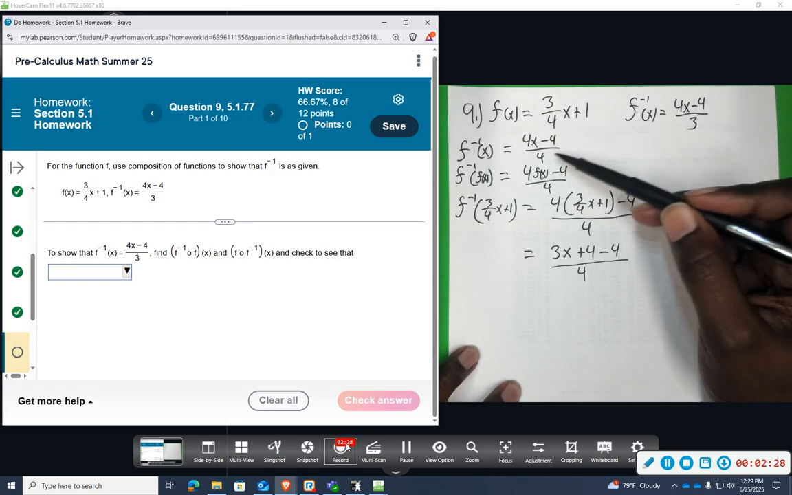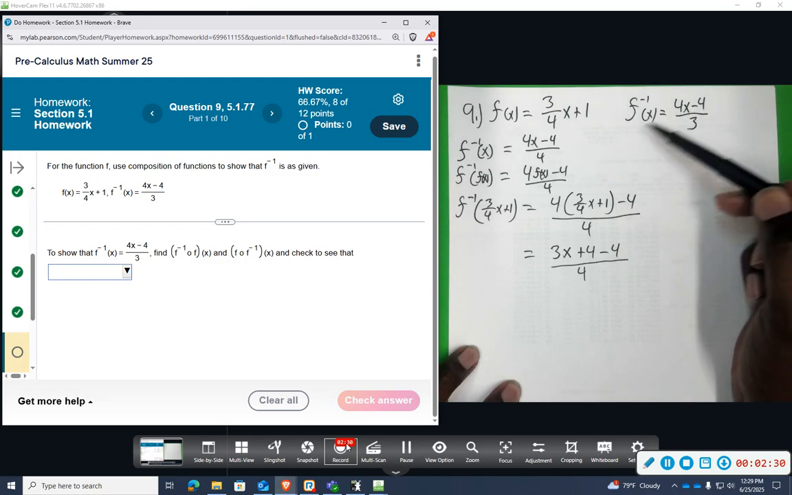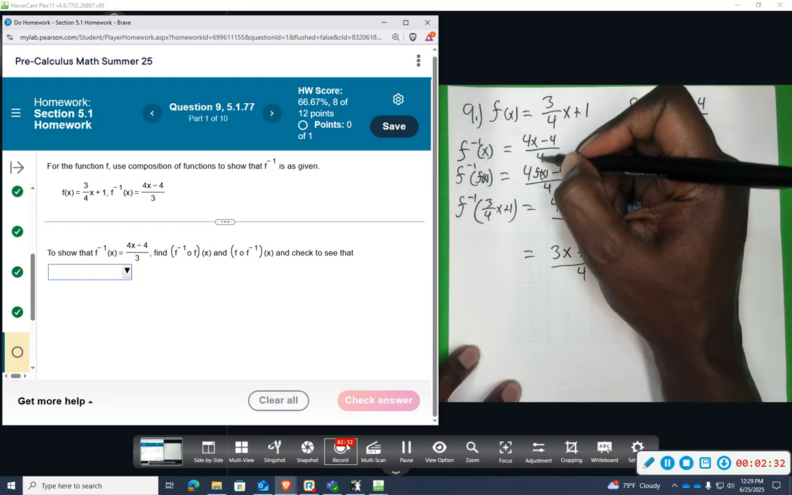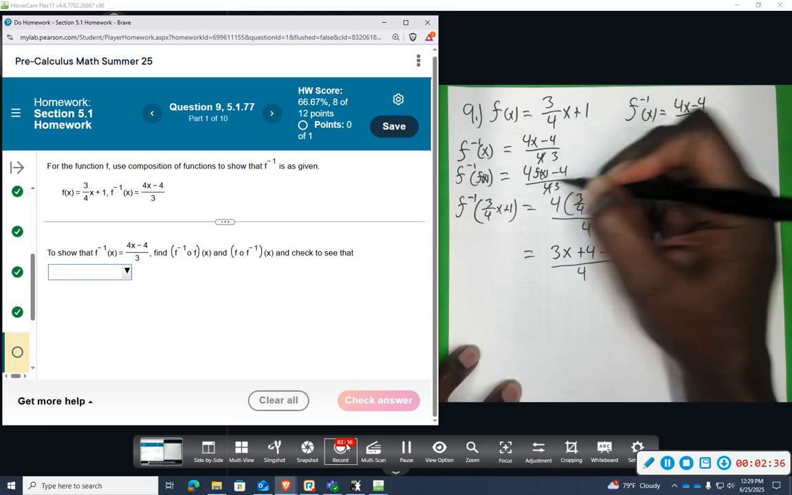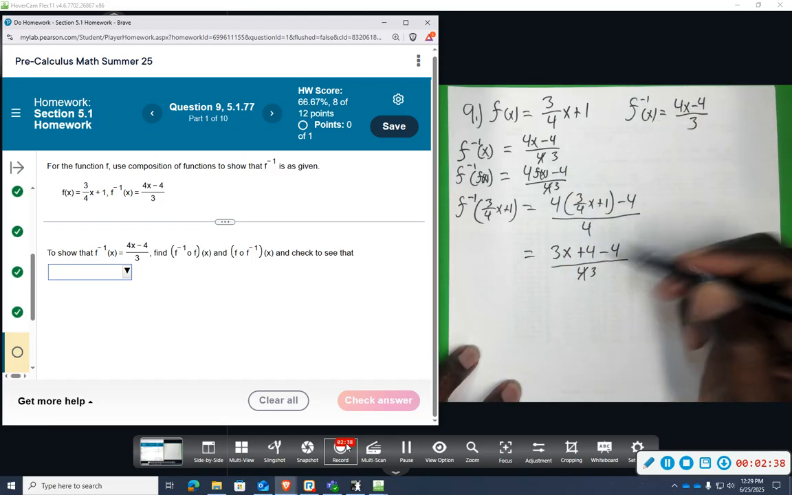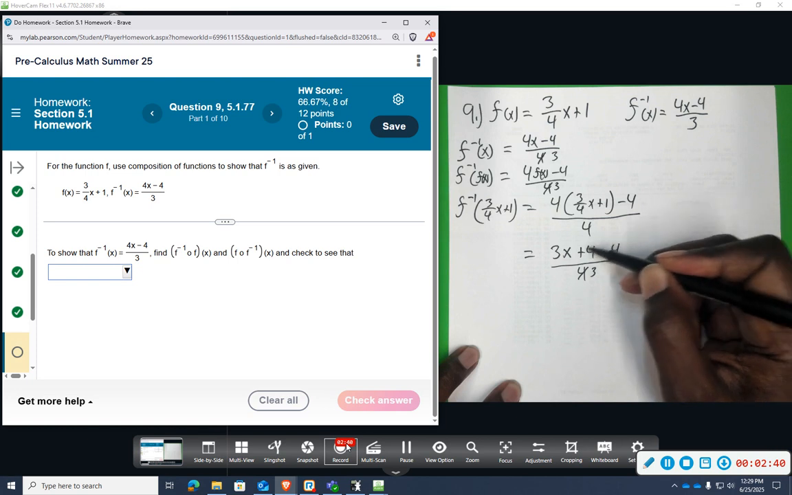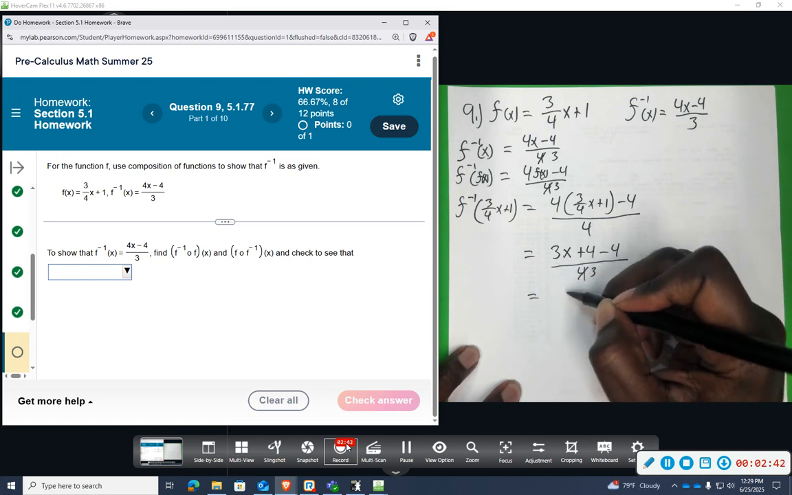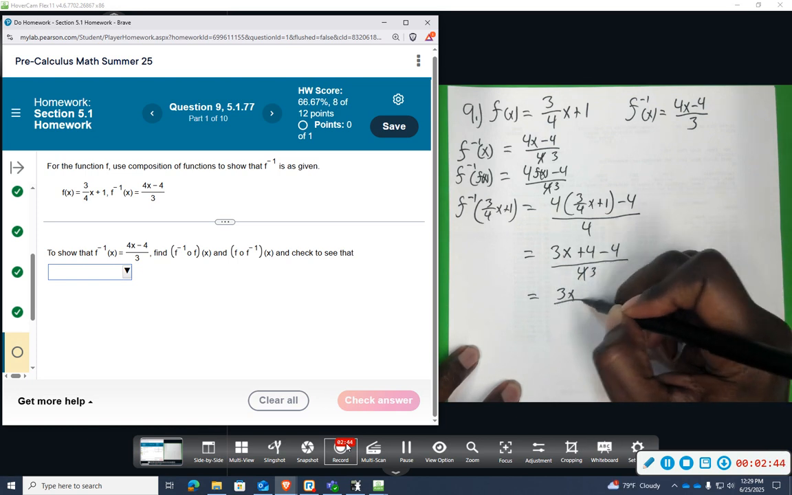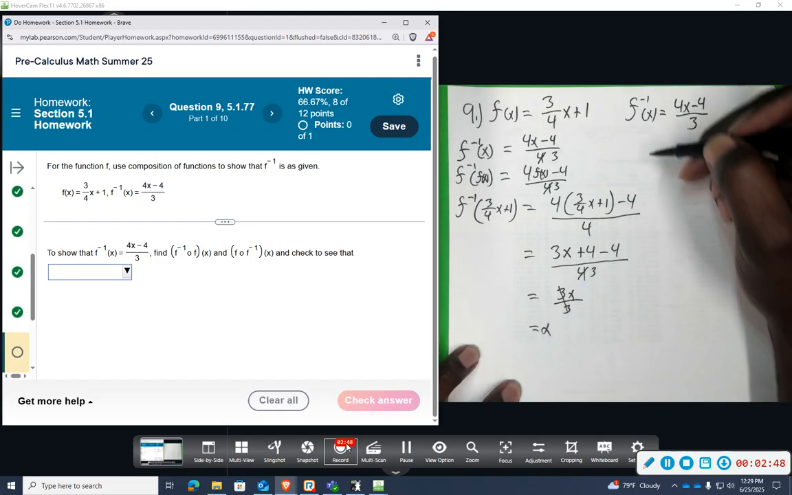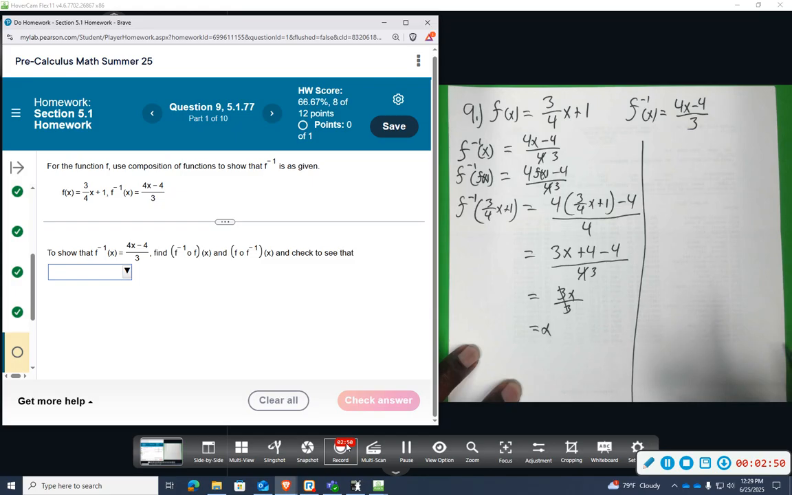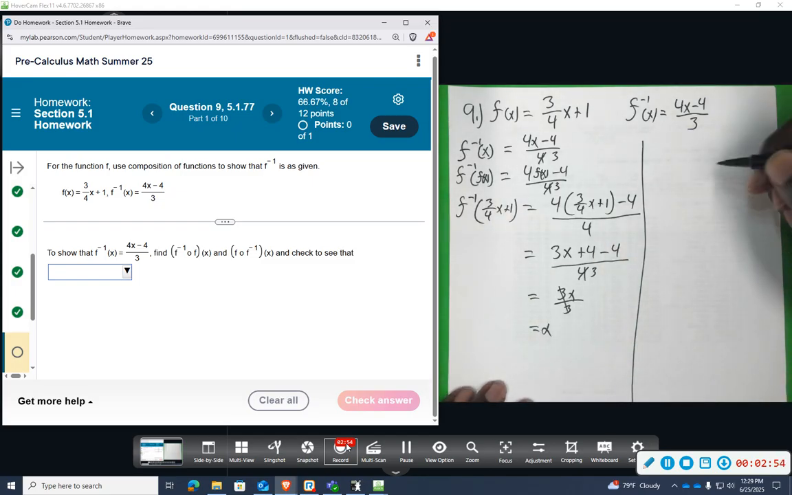So I already made an error. I put 4x minus 4 over 4, and it should have been over 3. There should be a 3 on the bottom everywhere. Alright, and then 4 positive and negative will cancel out, and so that will give us 3x over 3, and 3 divided by 3 will give us x. Okay, so that is one side. We can see we get x.